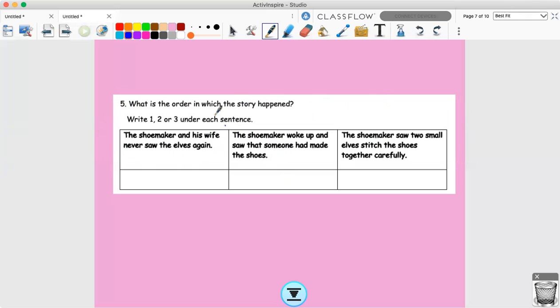So this one says, the shoemaker and his wife never saw the elves again. This one says, the shoemaker woke up and saw that someone had made the shoes. And this one is, the shoemaker saw two small elves stitch the shoes together carefully. So think about which one comes first, write number 1 underneath it, which one is in the middle, write number 2 underneath, and then number 3 would be the one that comes at the end. Pause the video now and have a little go at that.